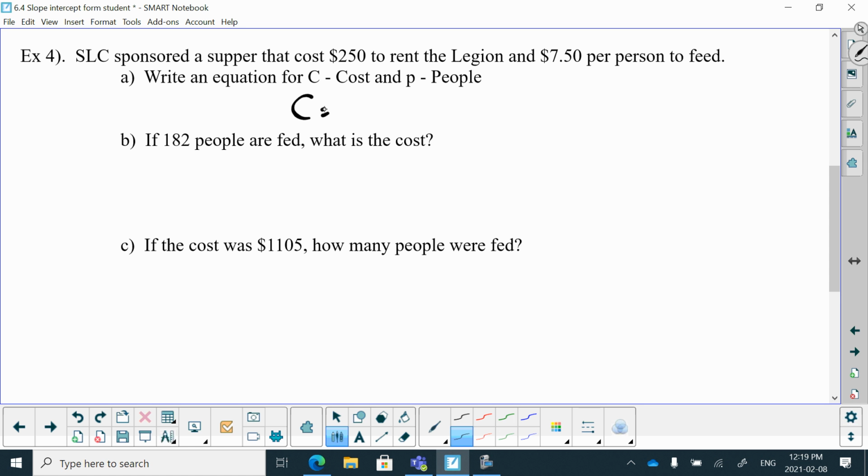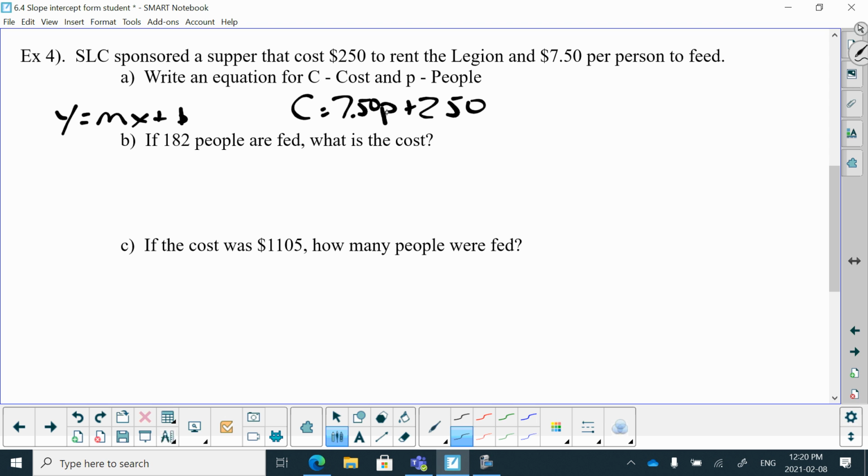Well, what's our equation normally? Usually our y equals mx plus b. So C equals 250. How much? $250. Plus P times 7.50. So when you make your equations, if you can put it in the same order as y equals mx plus b, it makes it nice because then we know what everything is.